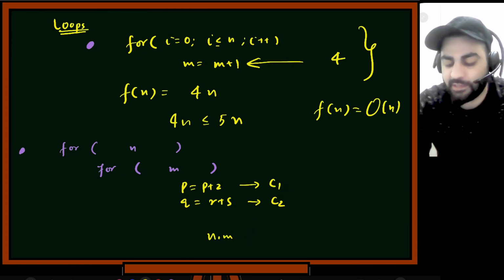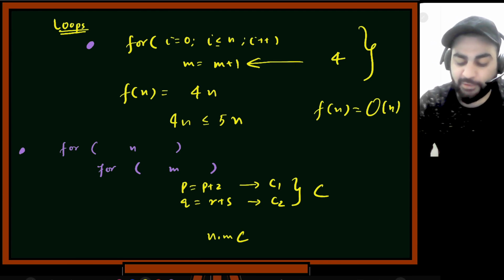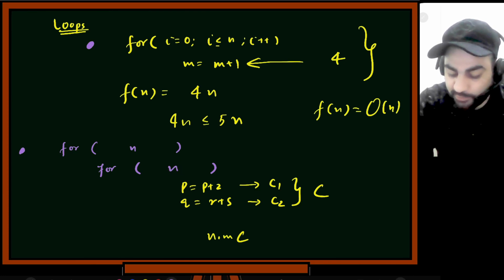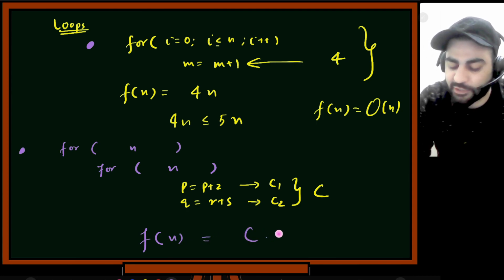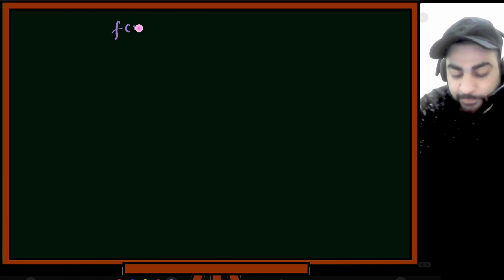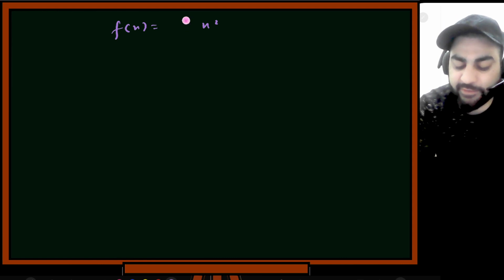We'll call both of these together a bigger C. So this is n into m times C, and we now have a function. If this were also n, we can write f of n is equal to some constant times n square. So now our f of n is some constant times n square. Let's say this constant is 5.